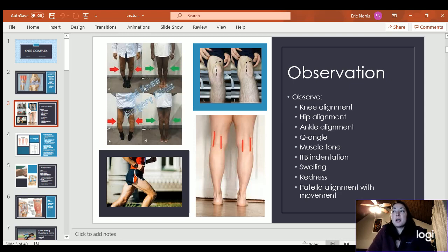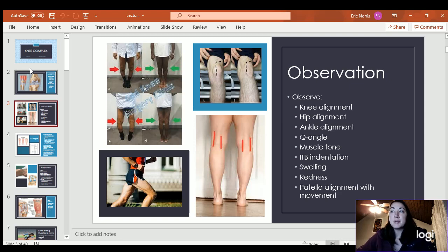Okay, as far as observation, we certainly want to look at the alignment. Remember, we've talked about genu valgus, and in this case, varus, as the knees bow out. This is before and after a surgery, so they did an excellent job correcting that.